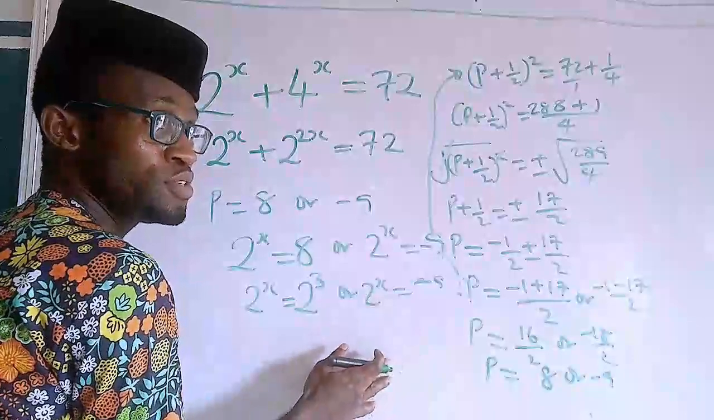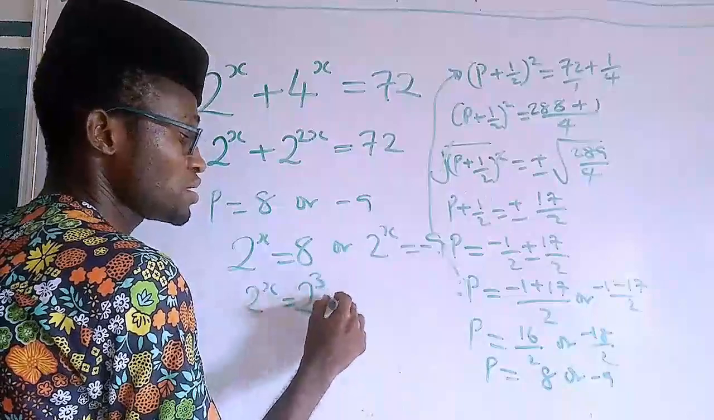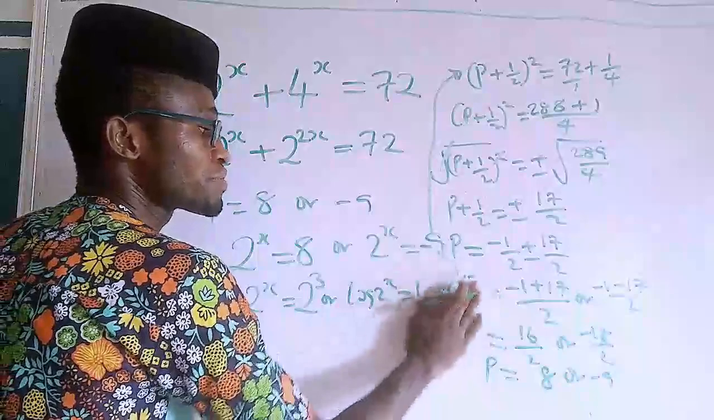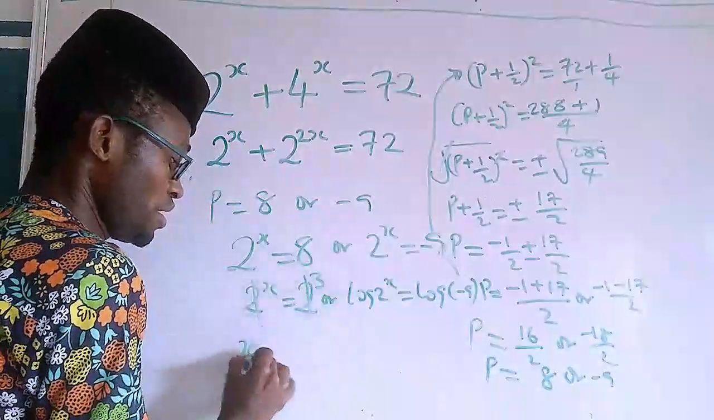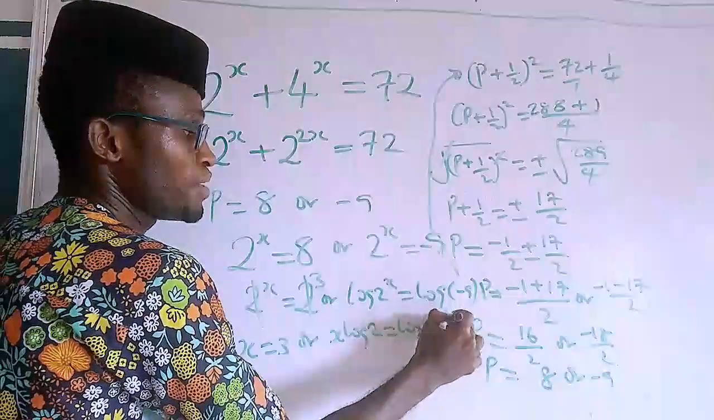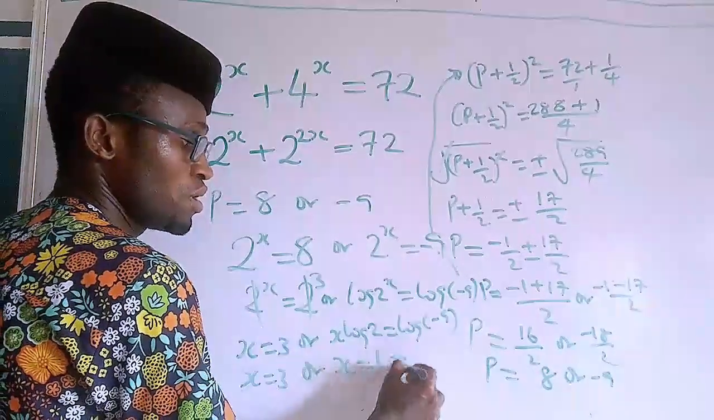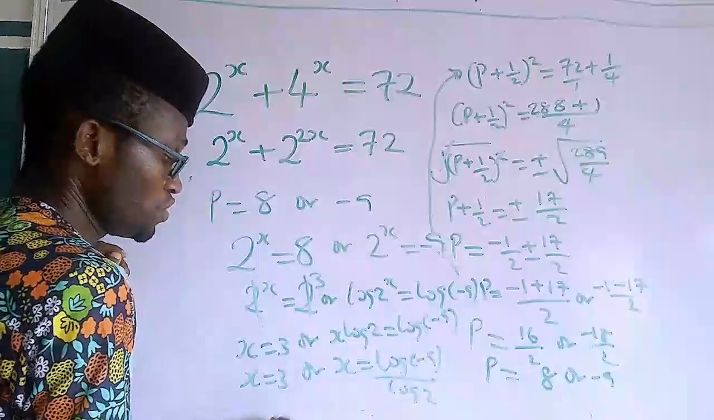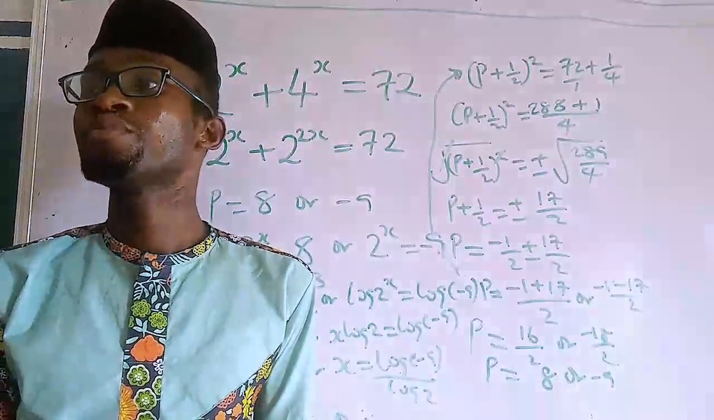For us to solve this and get the actual value, we have to convert this to log. So if you want to convert that to log, you can say log 2 to the x equals log of minus 9. So x equals 3, or x log 2 equals log of minus 9. So x equals 3, or x equals log of minus 9 all over log 2. Now you press this on your calculator to give the value. So x equals 3 or x equals, there's my calculator.